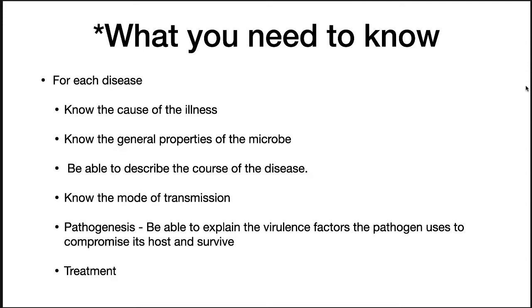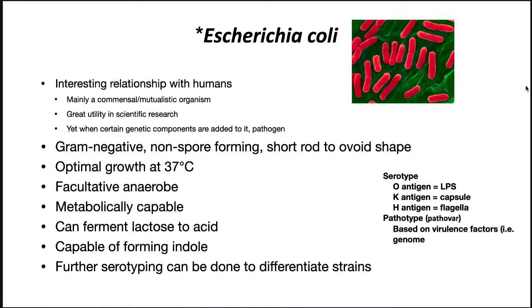So what you need to know. For each disease, I want you to know the cause of the illness. I want you to know the general properties of the microbe that causes the illness. Be able to describe the course of the disease. Know the mode of transmission. And then something about the pathogenesis. For example, be able to explain the virulence factors the pathogen uses to compromise its host and survive. And then how it's treated.